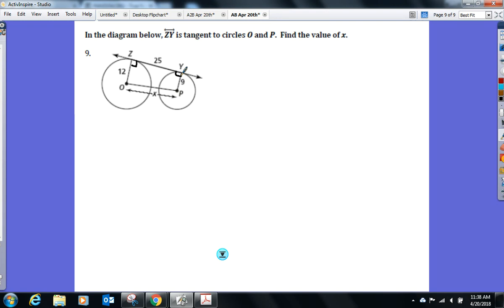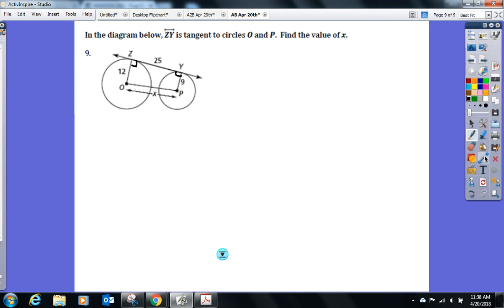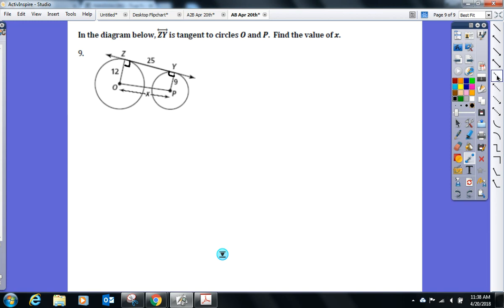Here's what we're going to do. I'm not going to make it into 2 triangles. I'm going to make it into a rectangle and a triangle. Everyone see the shorter radius? Which one's the shorter radius? YP, right? 9. So what I'm going to do is draw a line over to the radius of 12. Take a look.